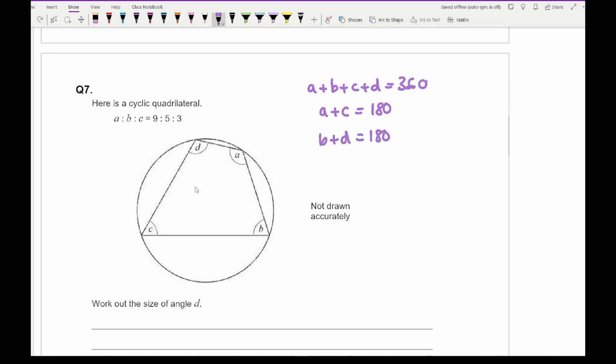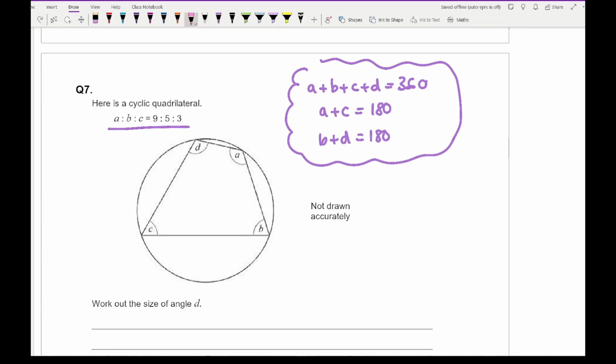So what I now need to do is use these facts to now work out what x is going to be, what the angle is going to be. So these are the facts, and I've also been given this ratio here of A to B to C is in the ratio of 9 to 5 to 3. Now, if the ratio of this is 9 to 5 to 3, then what I can do is I can label this A as 9x, B as 5x, and C as 3x.